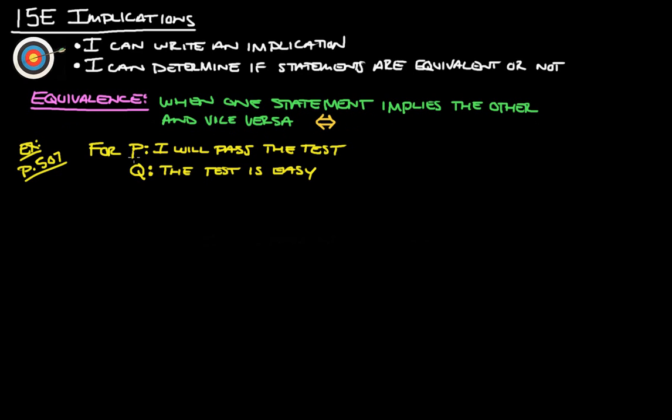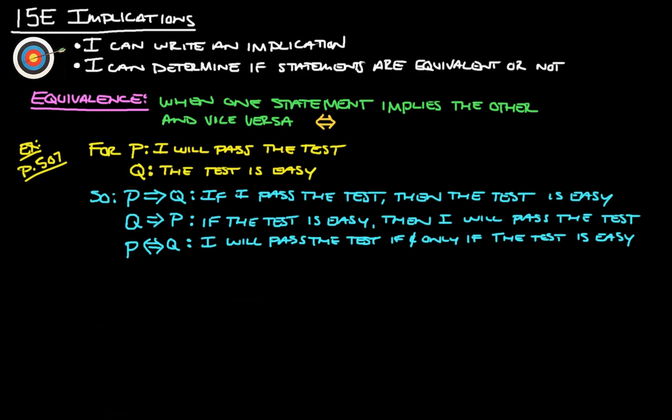Okay. So this is an example from page 507. P is I will pass the test. Q is the test is easy. So we'll write down our P implies Q, Q implies P, and then P is equivalent to Q. All right. So P implies Q: if I pass the test, then the test is easy.